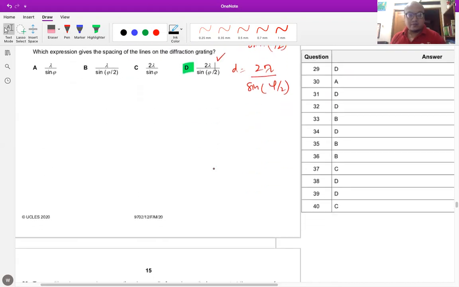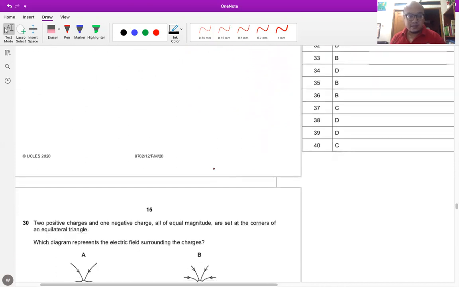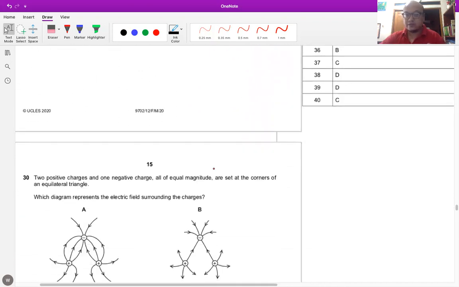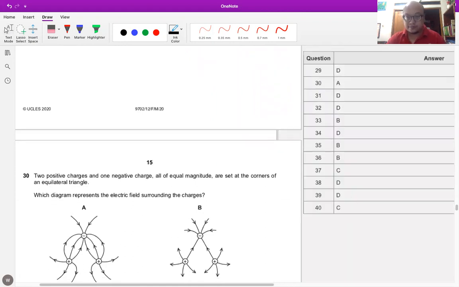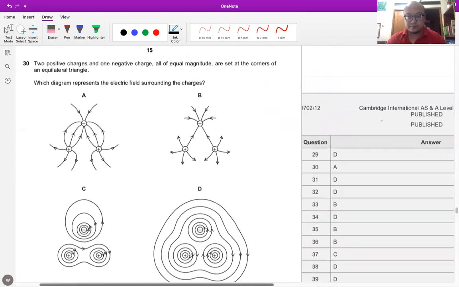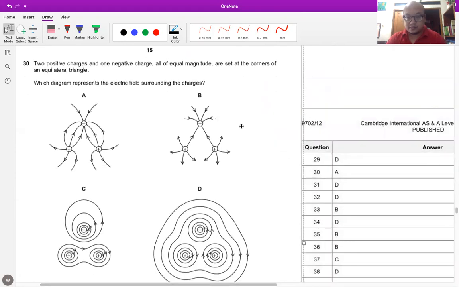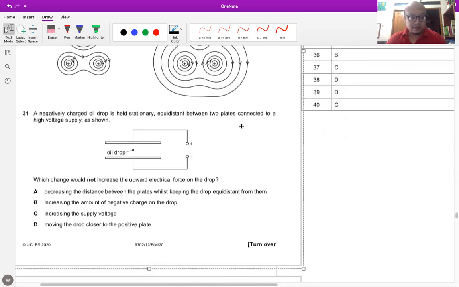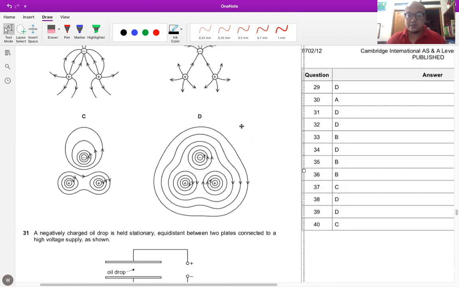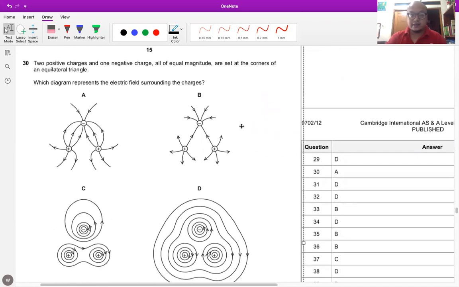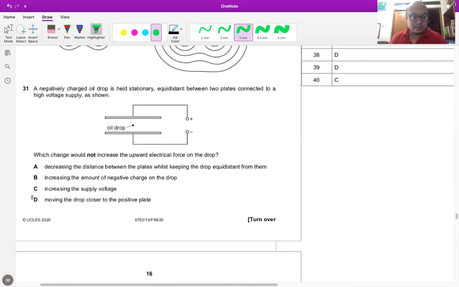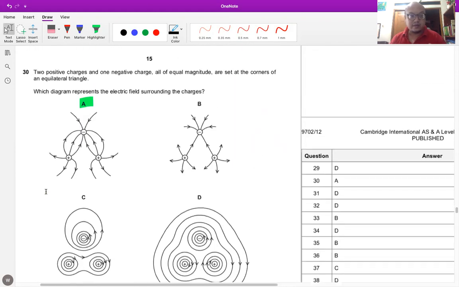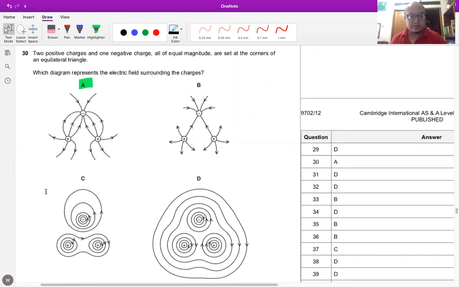Okay, now continue number 30. 30 is A. I will scroll down again about the answer. Yes, 30 is A. 31 is D. So A and D. I highlight first here. This is A and this is D. Okay, now let me see about number 30.